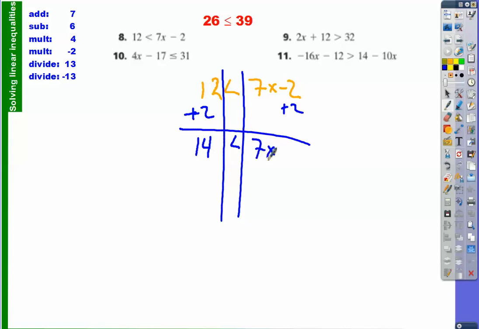Great. So what is the opposite of multiplying x by 7? Dividing x by 7. So we're going to divide both sides by 7. And I get 2 is less than x.